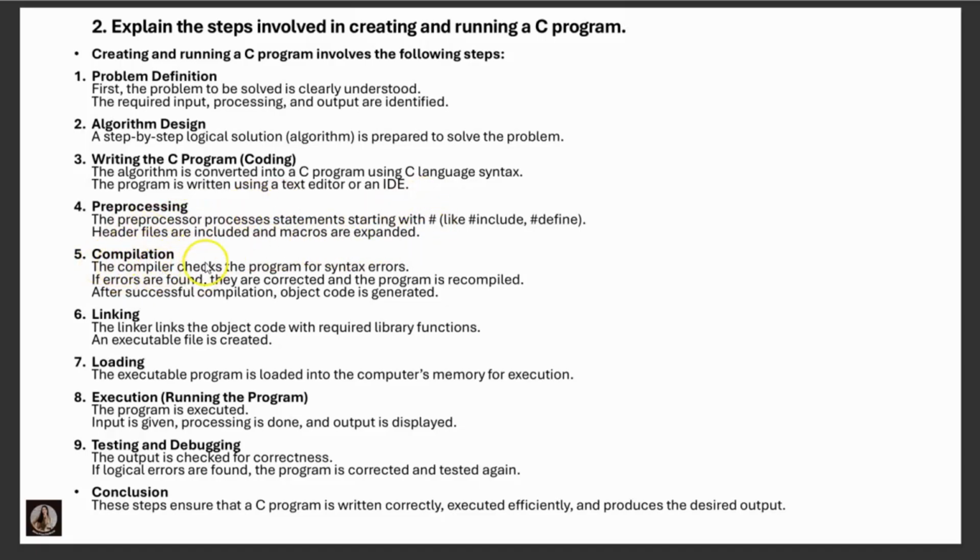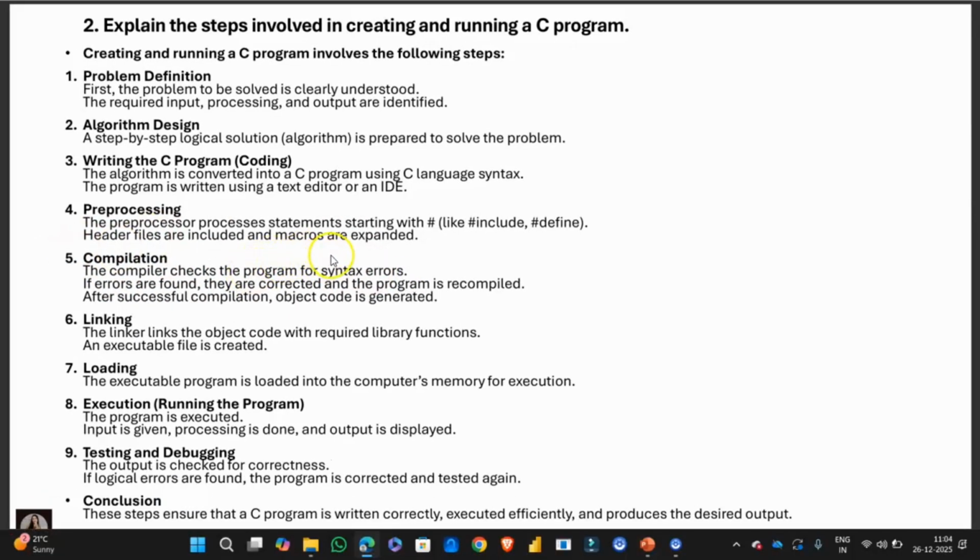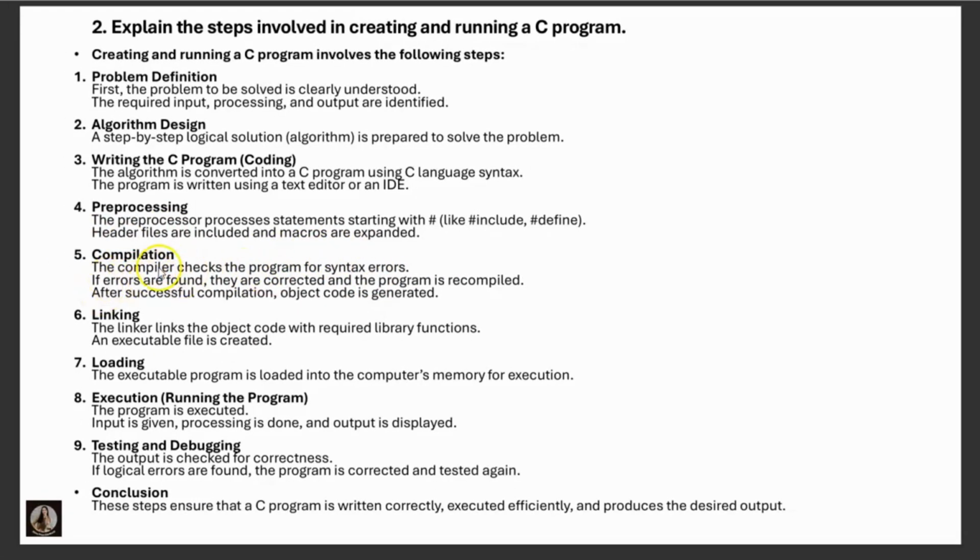Compilation. The compiler checks the program for syntax errors. If any errors are found, they are corrected and the program is recompiled again. After successful compilation, object code is generated. I will explain this in detail in the compilation part.